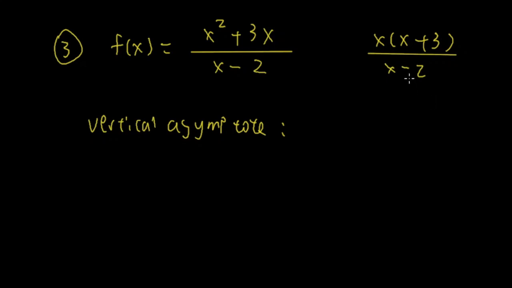So that's it. Okay, so you can set the denominator equal to 0. Then x equals 2 is the vertical asymptote, because x minus 2 cannot be 0 in this function, because you cannot divide by 0. Okay, how about the horizontal asymptote?